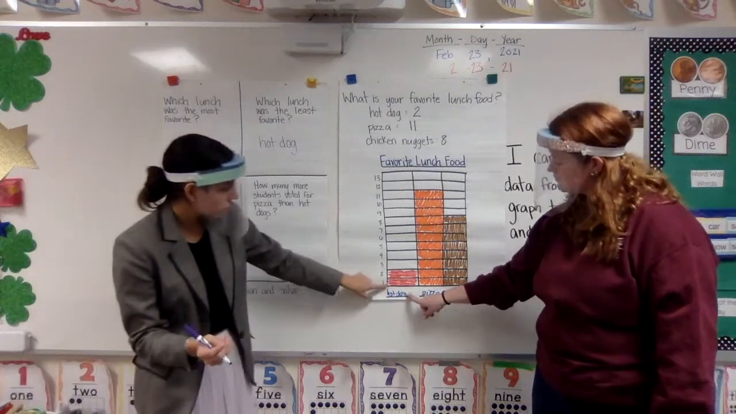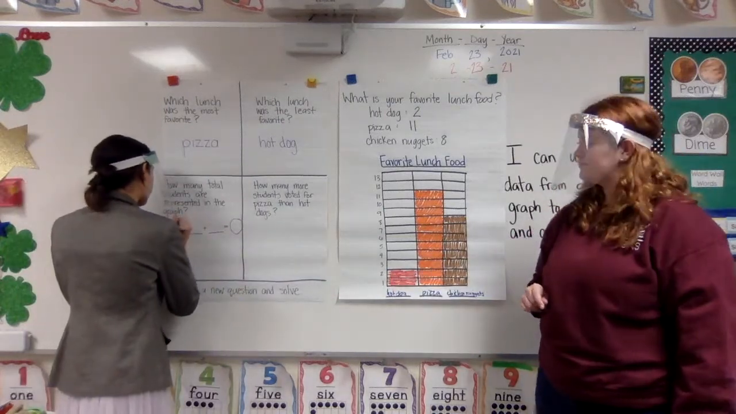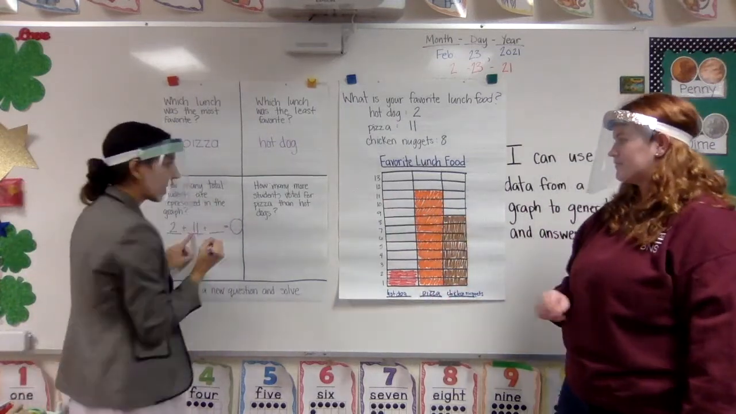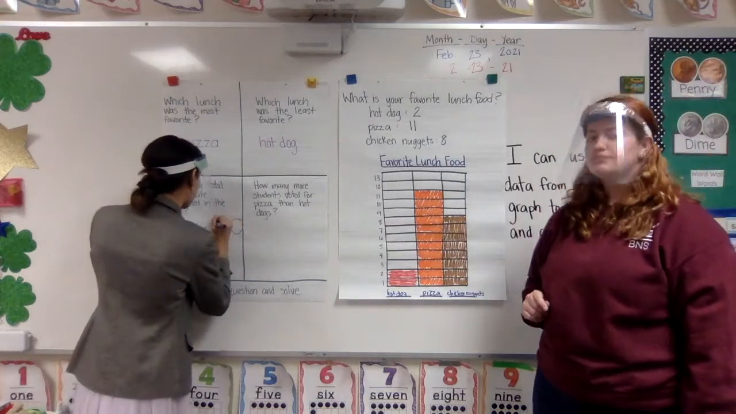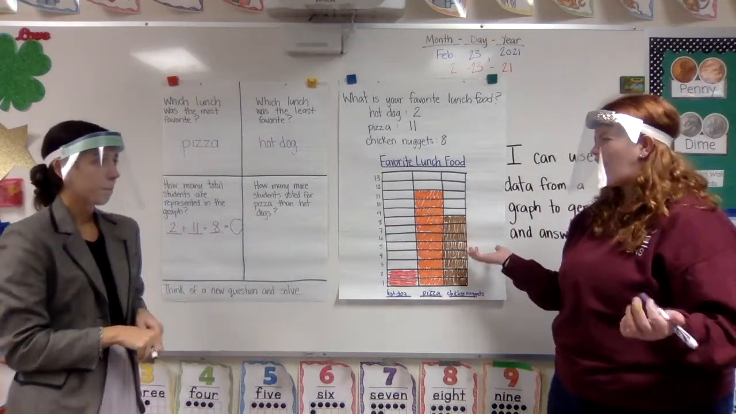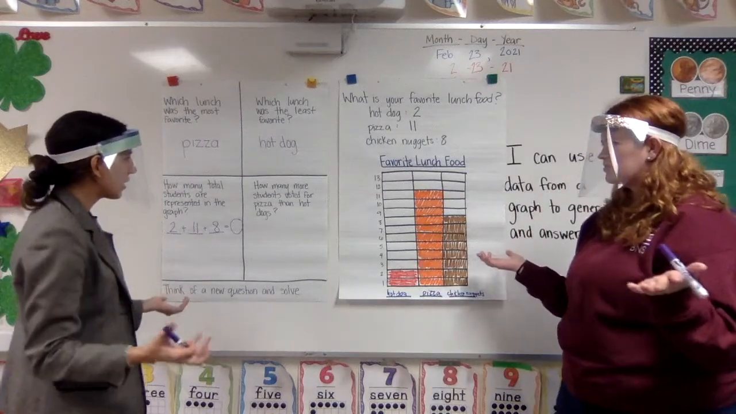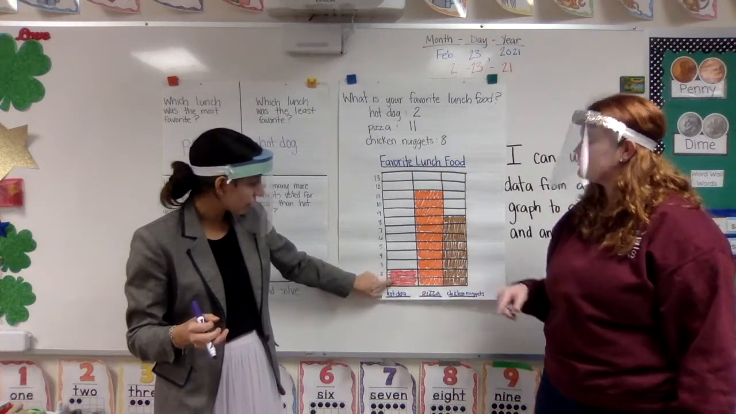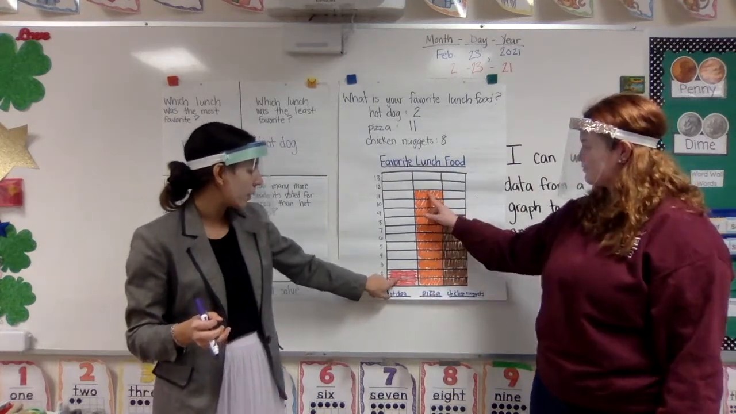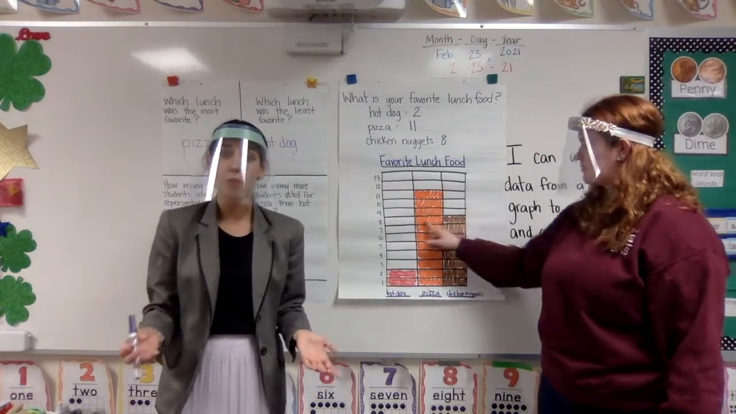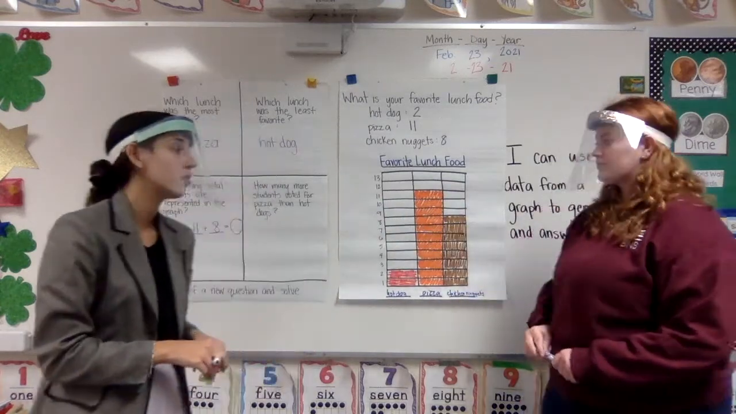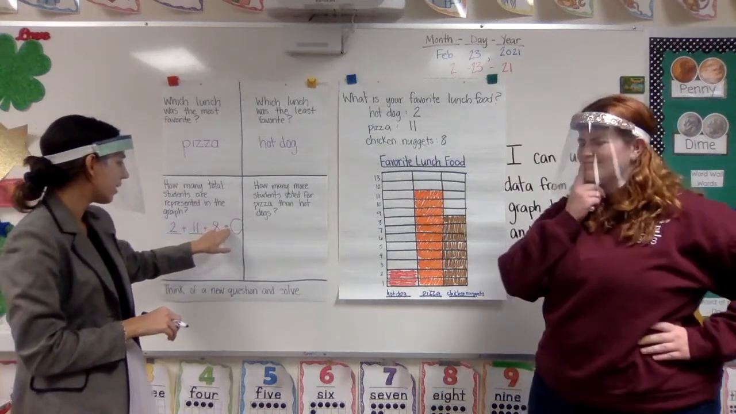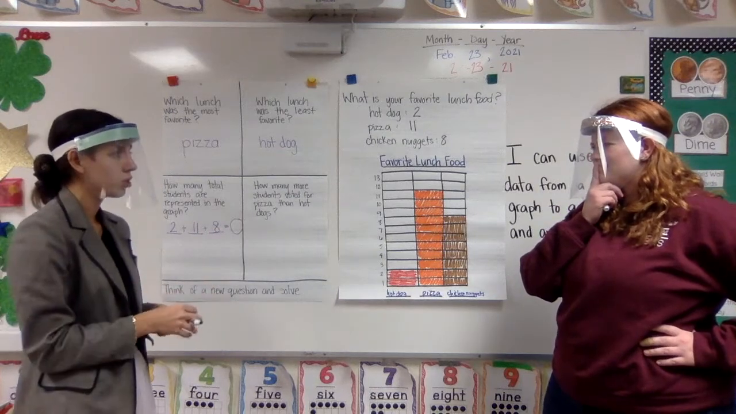So I can see 2 people voted for hot dogs. Ooh, and 11 people voted for pizza. And 8 people voted for chicken nuggets. And how are you finding these numbers, Miss Lestico? Well, I can tell from my bar graph by looking at my label and then counting the amount of bars, or looking at the number on the side, how many people voted for each different lunch food. Oh, okay. So 2 plus 11 plus 8 would equal the total number of students in this graph.